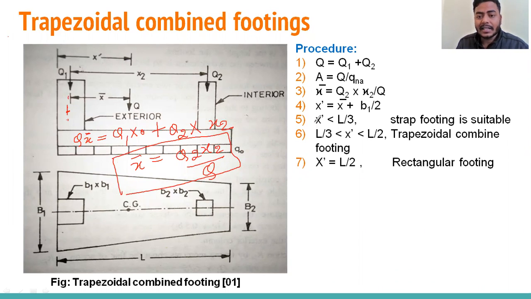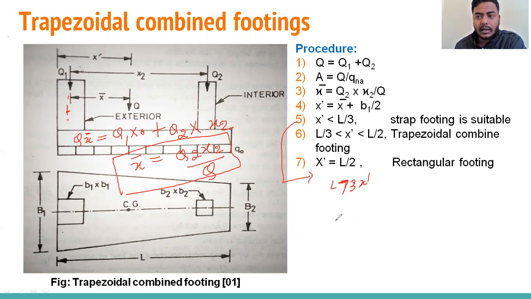See, when x dash is less than L by 3, it means L is greater than 3 x dash. It means the distance between two columns is very far apart, right? So this distance between two columns is greater compared to this footing. If you design a combined footing, it will not be economical.